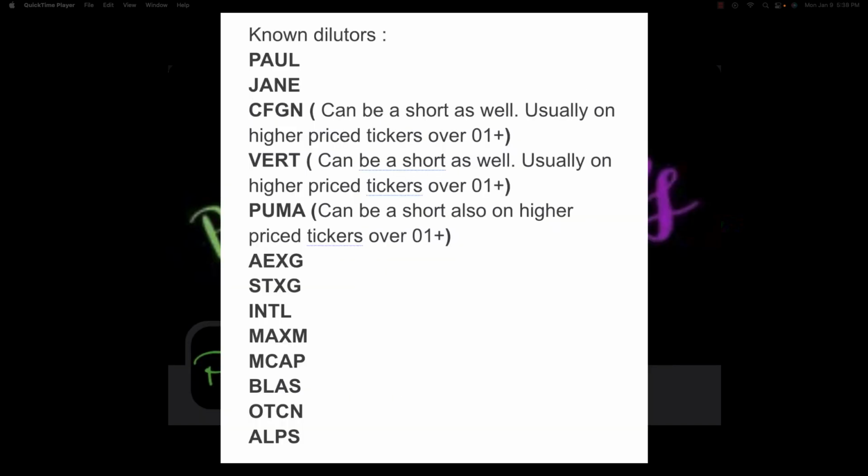Okay, so getting to know each of the market makers. The first list here is all your known diluters. You have Paul, Jane, CFGN, Vert, Puma, AEXG, STXG, INTL, Maxim, MCAP, BLAS, OTCN, and ALPS. These are the most known diluters you'll see on the ask.